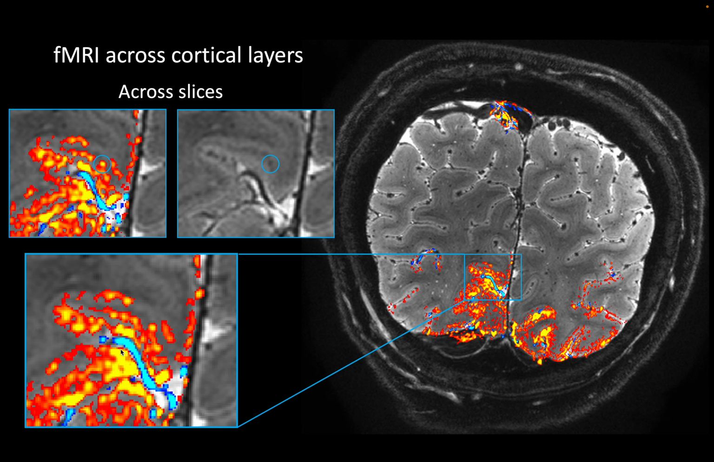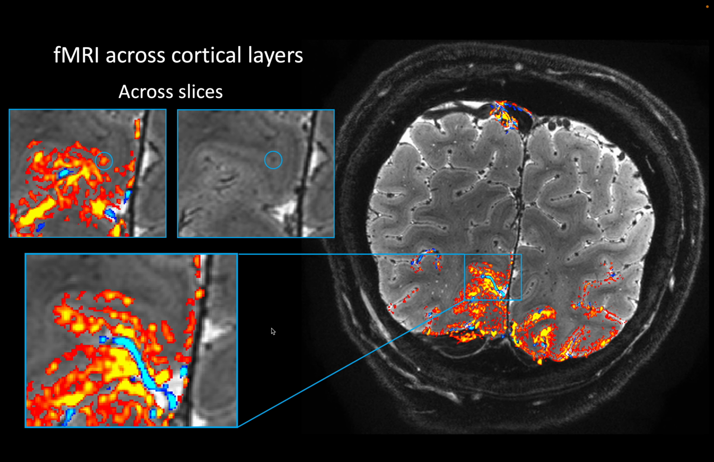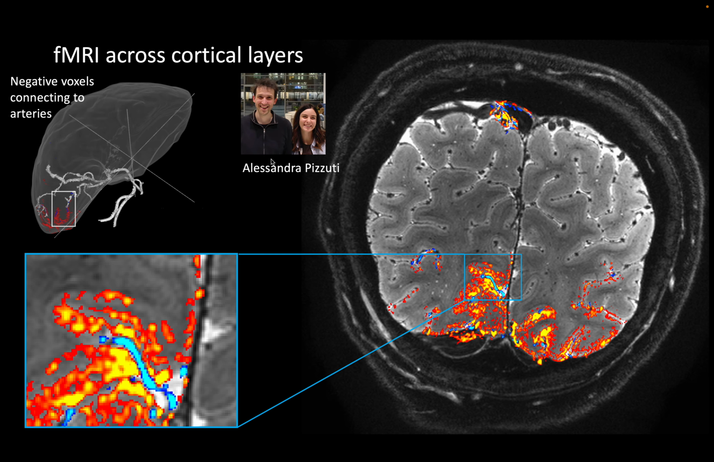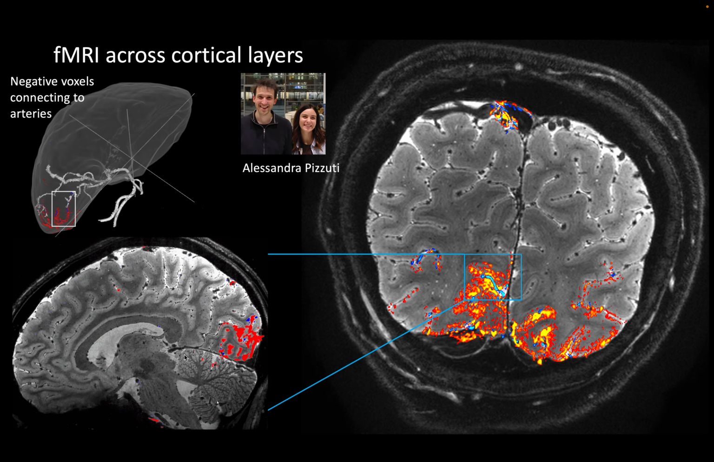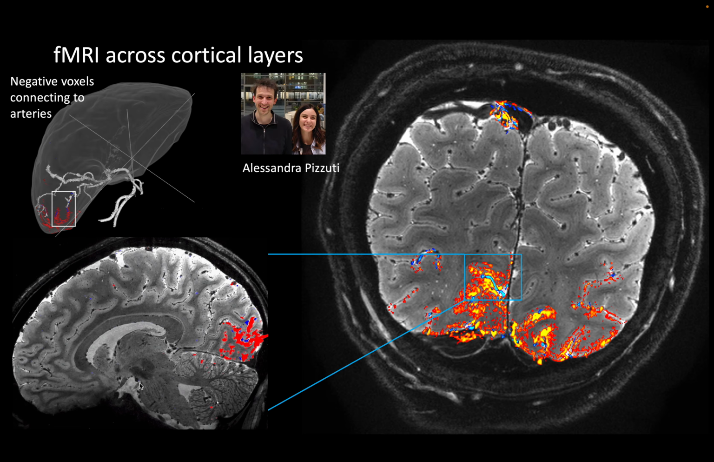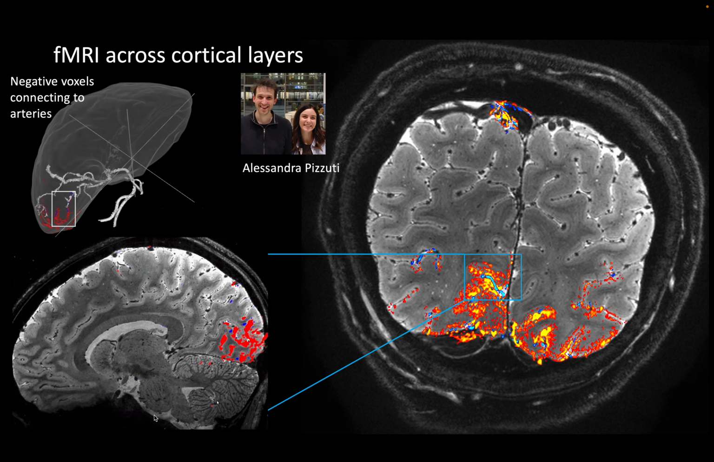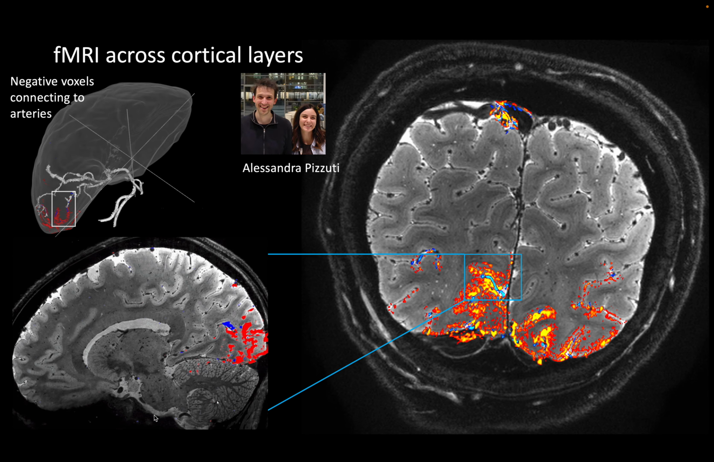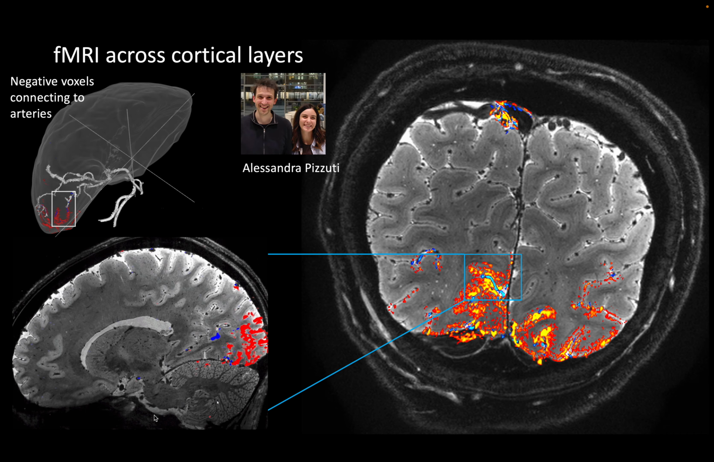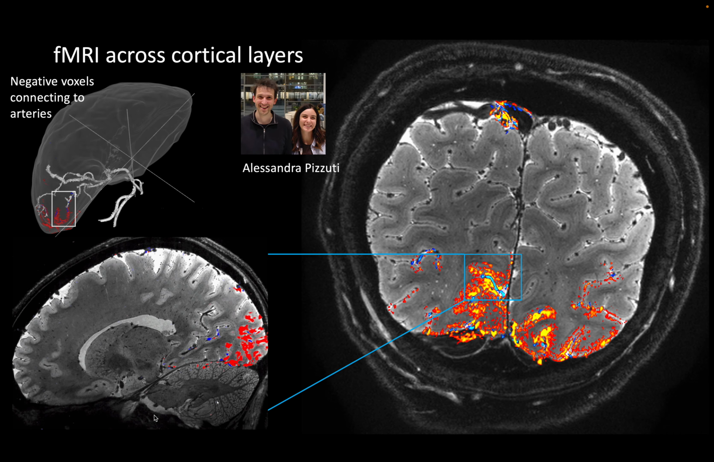On top of that, we have interesting features like these negative voxels that we are trying to wrap our head around. This is something that Alessandra Pizzuti in our lab is specifically interested in. She's tracing them back and finding that they're all connected to big arterial branches. So those are arteries, those are pial arteries that are dilating. And not only that, as you follow those arteries back all the way to the brainstem, you can see that those arteries are even negative at the brainstem, most likely due to velocity changes, and therefore resulting in negative BOLD signal changes. So there's a lot to be discovered as you fine-tune your scanner with metrology tools to break barriers of spatial resolution.